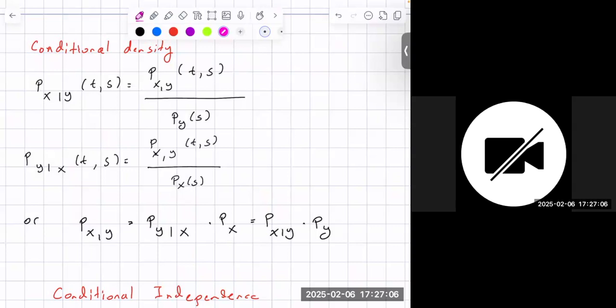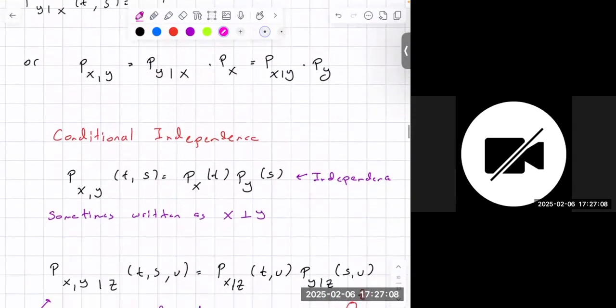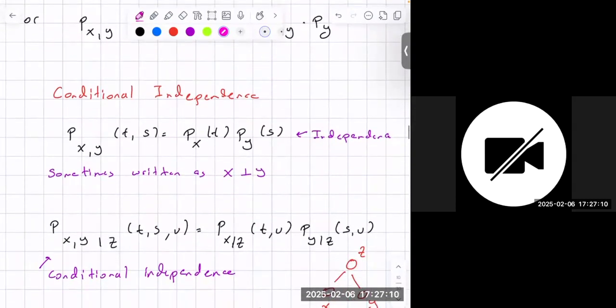All right, very good. Conditional density, conditional independence. So now, independence and conditional independence. This was the definition of independence: the density should factor out. Okay. Sometimes you would see people writing it like this: x is orthogonal to y. They're independent. They have no relation. That's how they would look at it.